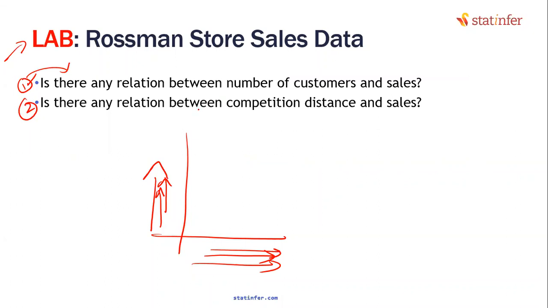Second question: is there any relation between competition distance versus sales? If the competition is nearby, do you think the sales will be lesser? If the competitor is far away, this looks like a very good variable, isn't it? If the competitor is nearby, do you think sales will be lower? If the competitor is far away, do you think sales will be higher? So what do you think about this one? Is it a positive or negative relation? Intuitively, what do you think?